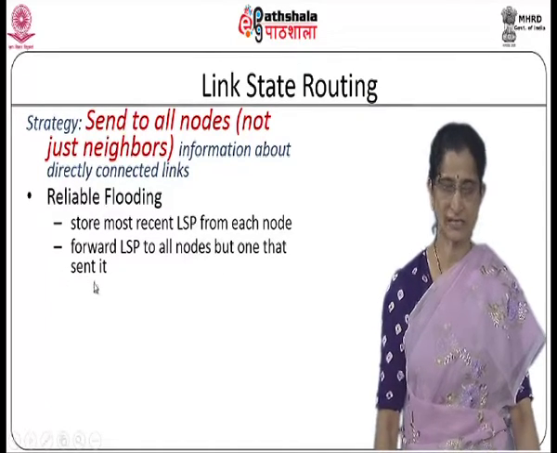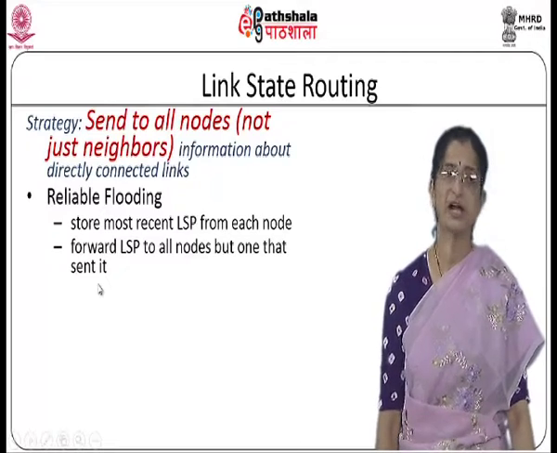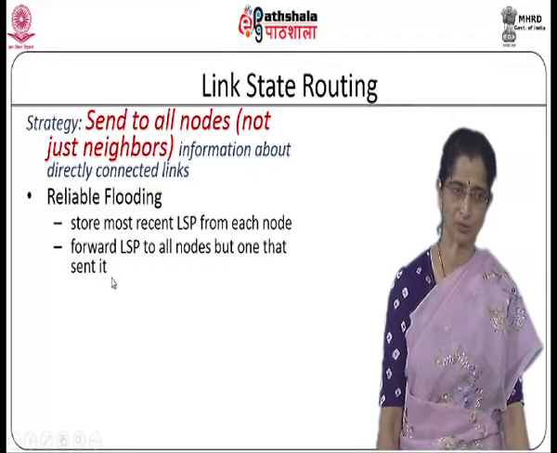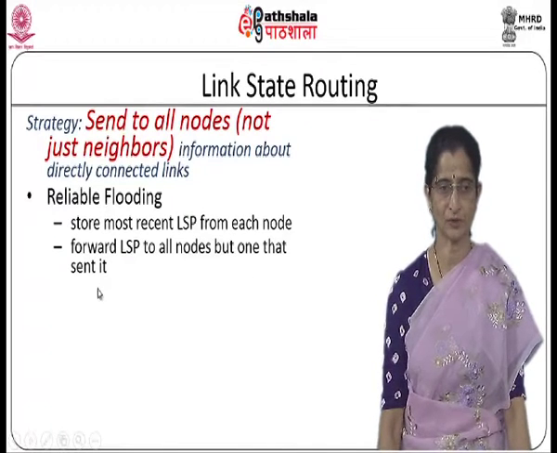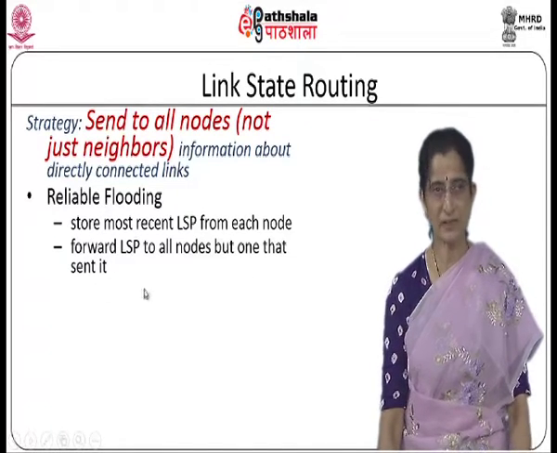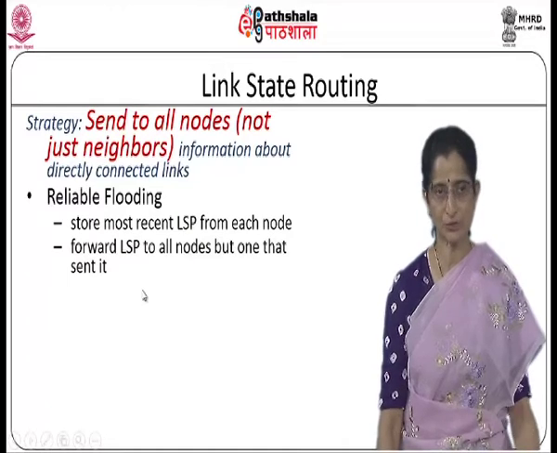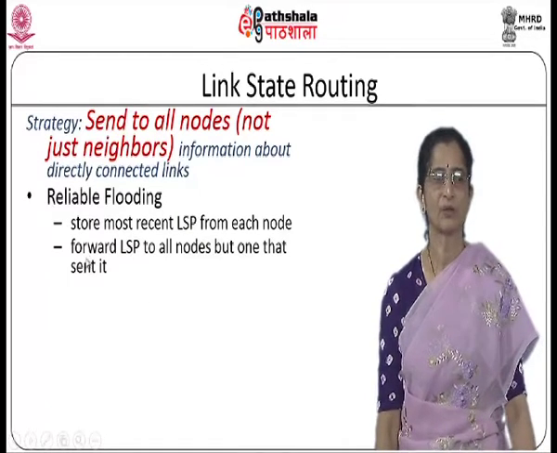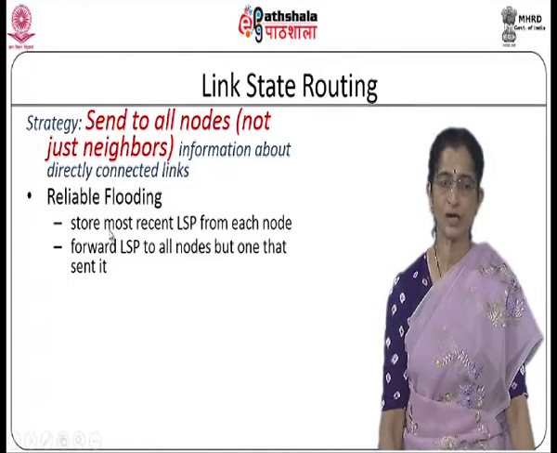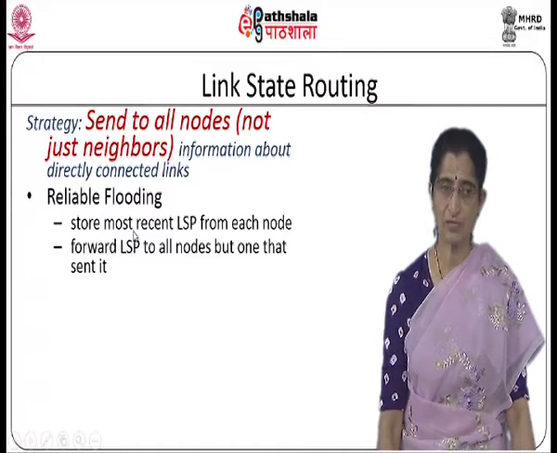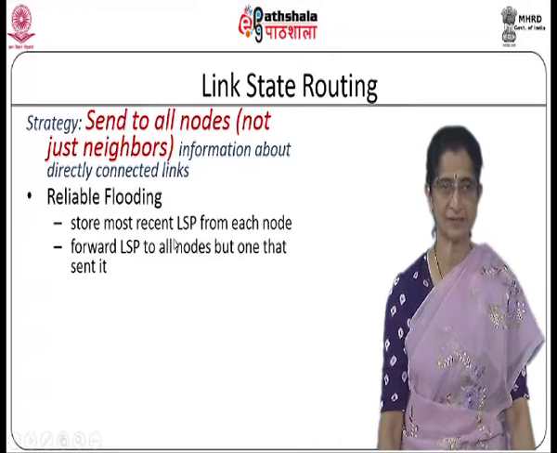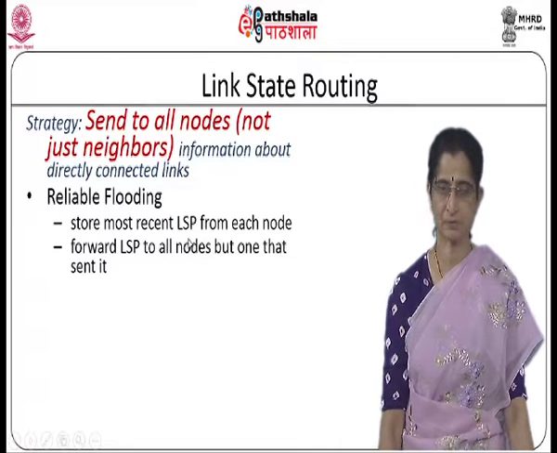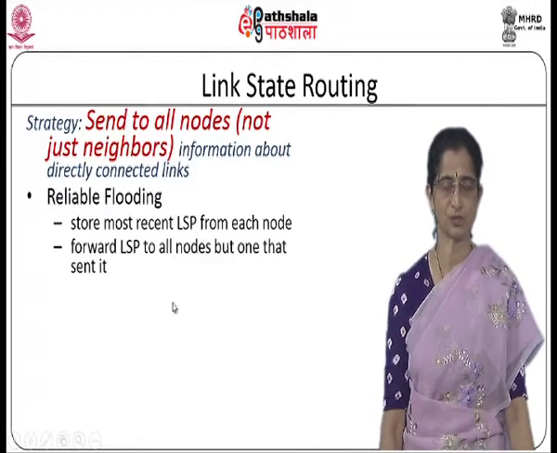When it has its LSP, it sends it out first to all its neighbors, and when a node receives an LSP from another node, it will forward it to all the nodes except the one that has sent it. This makes sure that you don't send the same information back to somebody who has sent that information to you. And remember, we have a sequence number field. Using the sequence number field, you can always keep track of the latest information, the recent LSP from each node, and that information is what is stored.